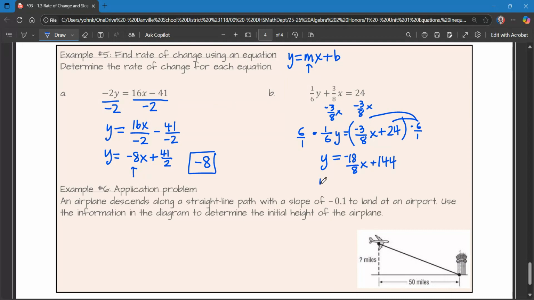All you've got to do is simplify. So simplify this fraction down to negative 9/4. And then grab your number in front of the x, so your rate of change is negative 9/4.